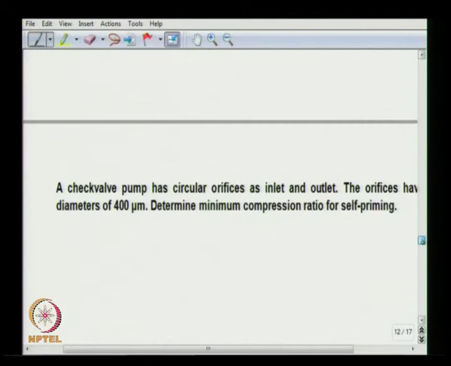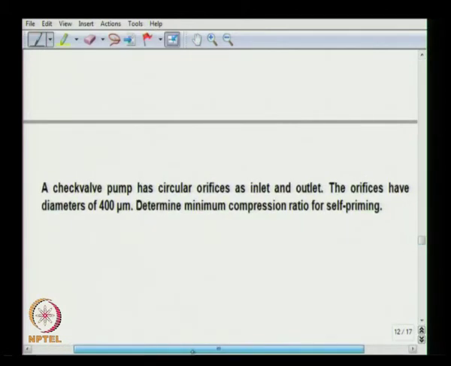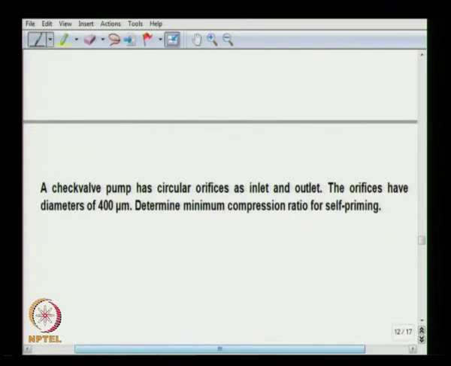Now, let us consider another example. We have a check valve pump that has circular orifices as inlet and outlet, and the orifices have diameters of 400 micron, and we want to determine the minimum compression ratio for self priming. Now, for a check valve pump there are many sources to hold the valve in place. We have the spring force, or we can have thermopneumatic force which can hold it in place.